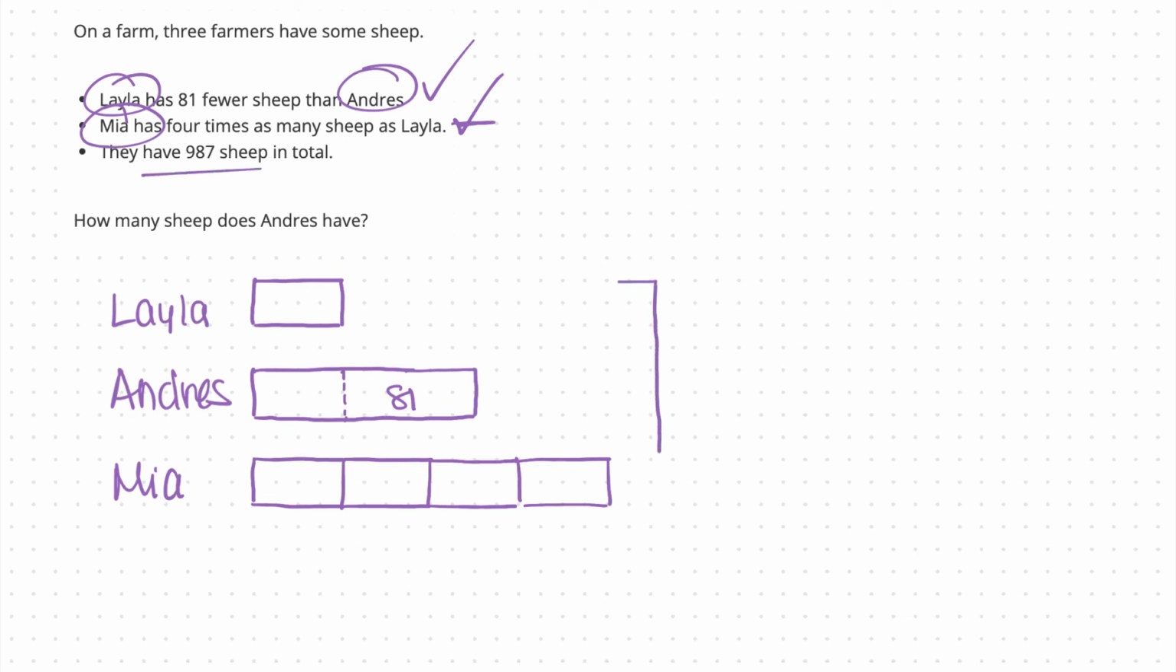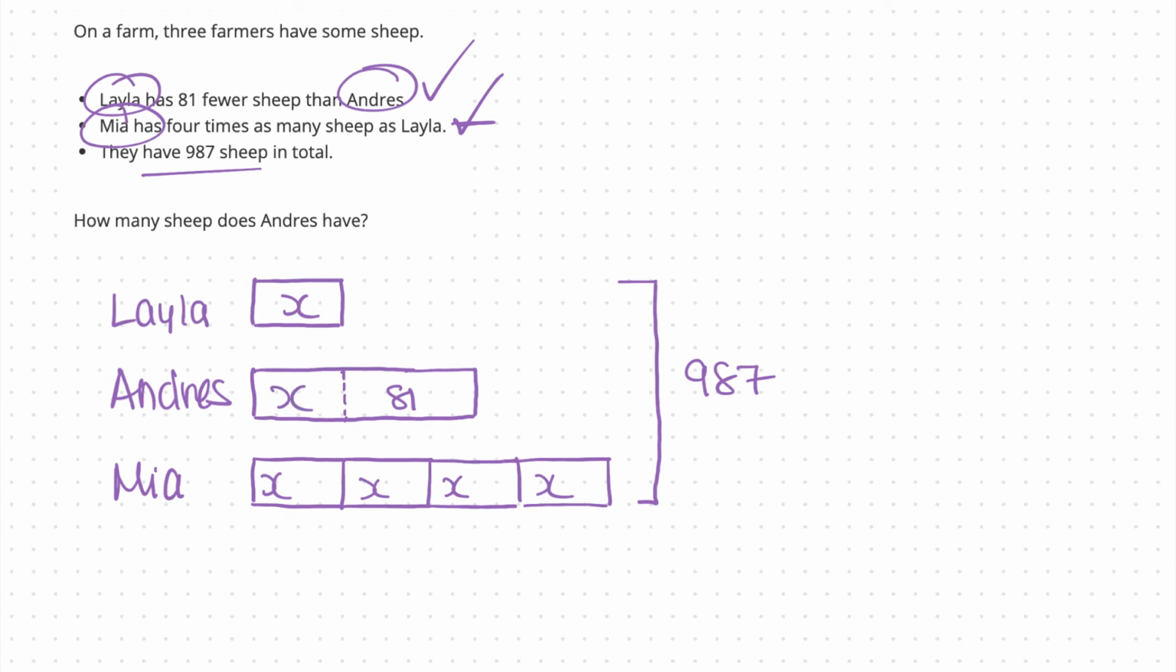And now our last thing here, they have 987 in total. So now we can look at our model, and we can see that Layla's part was here, and Mia was drawn with 4 of those. So we know that we can say this could be X, and all of these are equal parts. These are also X. Now, Andres has what Layla has plus a little bit more, which means this little box here is also an X.